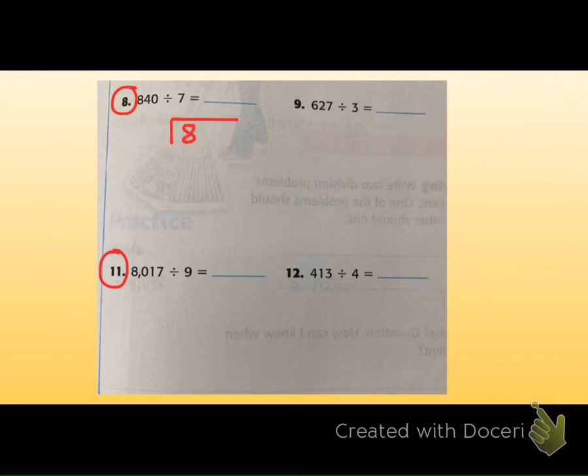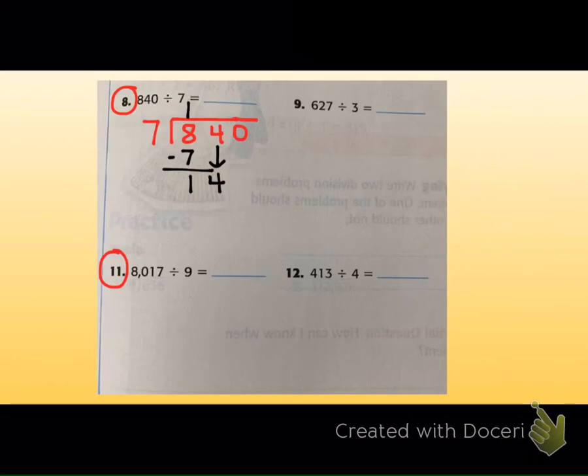So, 840. Let's make that house a little bit longer. And we're dividing by 7. So let's go ahead and divide here. I know 7 goes into 8 1 time. And when I subtract, I have 1 left over. I bring that 4 down. It becomes 14. 14 divided by 7, I know is equal to 2. And 2 times 7 is equal to 14. I subtract that, I get 0.